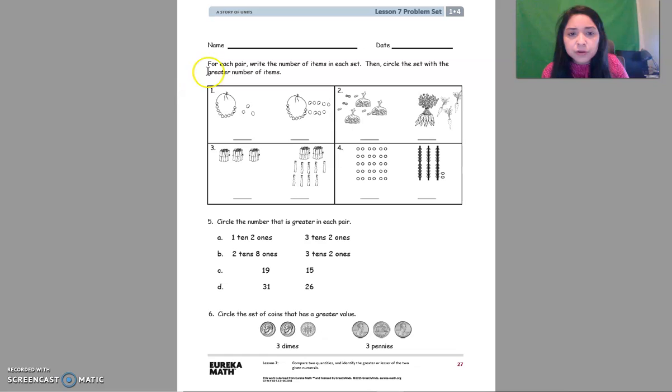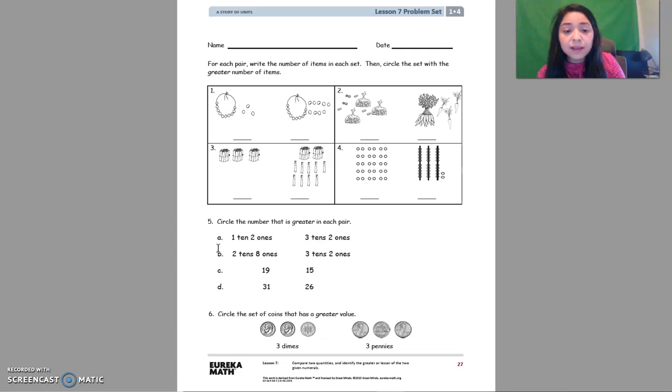So I had to write the greater number of items. If I'm looking for the greater number, that means I'm looking for the biggest one. So after I write how many I have here and here, I'm going to want to circle which one has the most, which one is the greatest one. And we're going to do that for every single one of these right here. In the next set of problems, we are going to circle the number that is greater in each pair. So right here, I see 1 ten and 2 ones. What number are we talking about? Then I see 3 tens and 2 ones. So you're going to want to write down the number that we are talking about, and then you're going to circle the greater one, which is the biggest number. And you're going to do that for these right here.